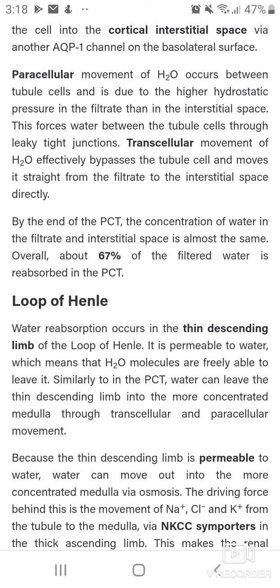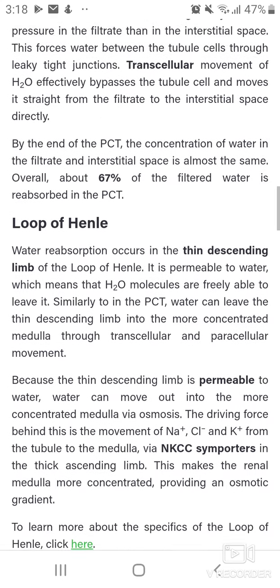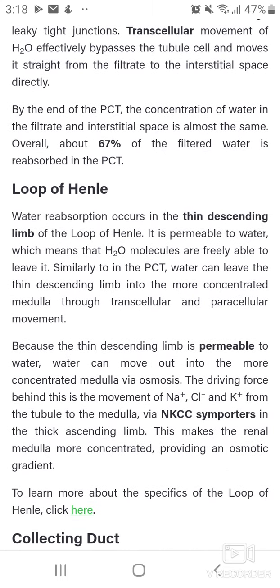Similarly to in the PCT, water can leave the thin descending limb into the more concentrated medulla through transcellular and paracellular movement. Because the thin descending limb is permeable to water, water can move out into the more concentrated medulla via osmosis. You can see the driving force behind this is the movement of sodium, potassium and calcium from the tubule to the medulla via NKCC transporters in the thick ascending limb. This makes the renal medulla more concentrated, providing an osmotic gradient.